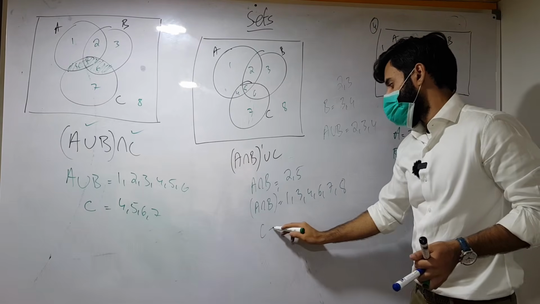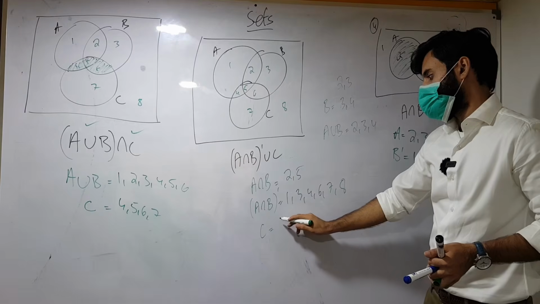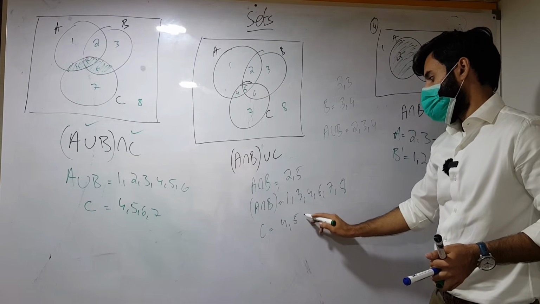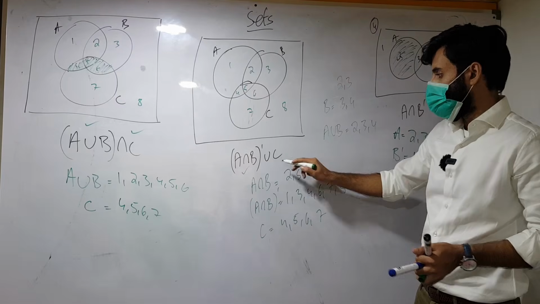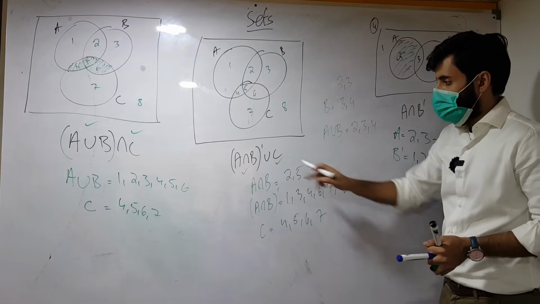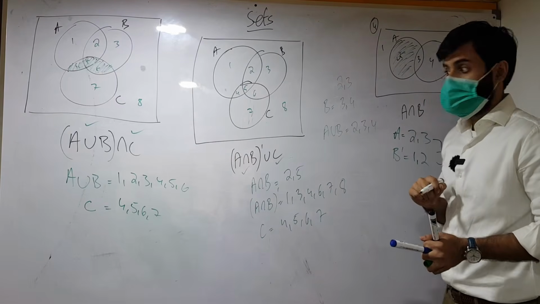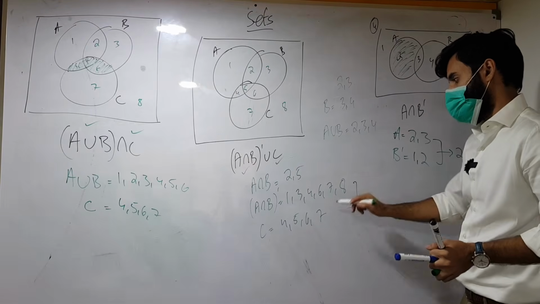ठीक है. Tell me what are you likely to find in C? 4, 5, 6, 7. So you're done with A intersection B whole complement and you're done with C. अब यहाँ पे इनके बीच में क्या है? यूनियन. तो अब हम क्या करेंगे? अब हम इसकी लिस्ट बना देंगे.